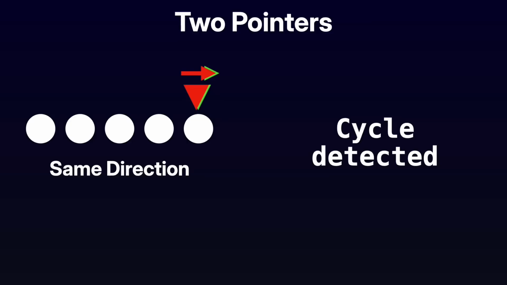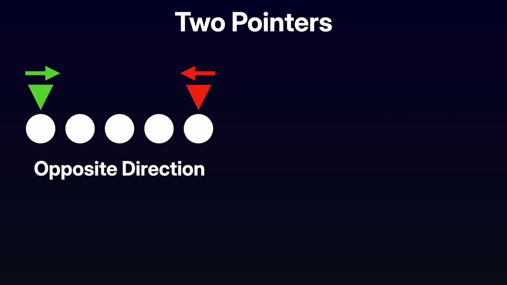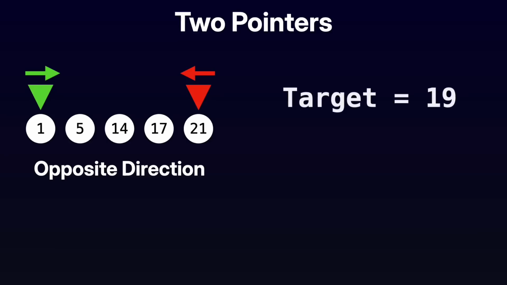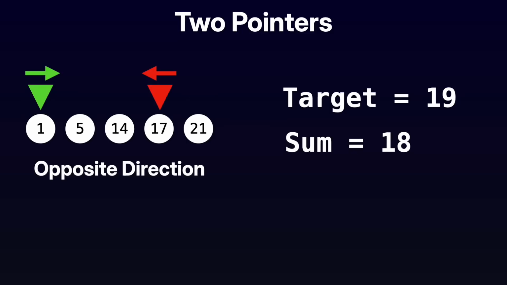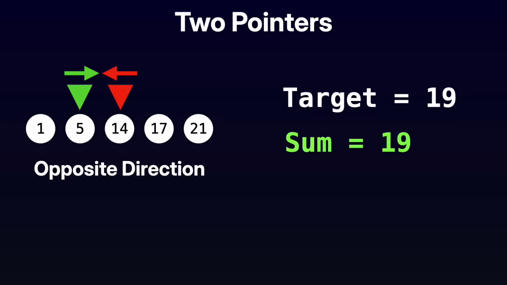When the pointers move in opposite directions, this is typically used in problems that involve finding pairs or comparing elements from opposite ends of the data structure. A classic example of this is finding 2 numbers in a sorted array that sum up to a target value. One pointer starts at the beginning of the array and the other at the end. By adjusting the pointers inward based on the sum, you can quickly zero in on the correct pair, eliminating unnecessary comparisons.